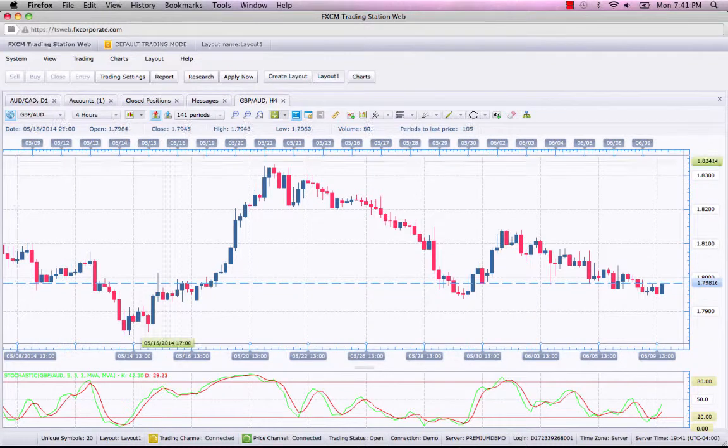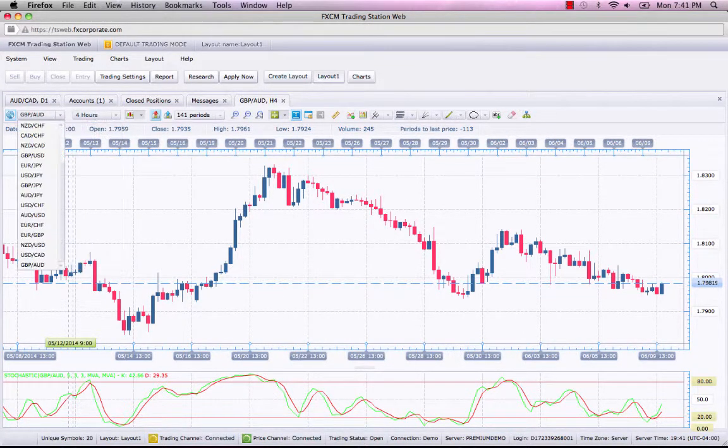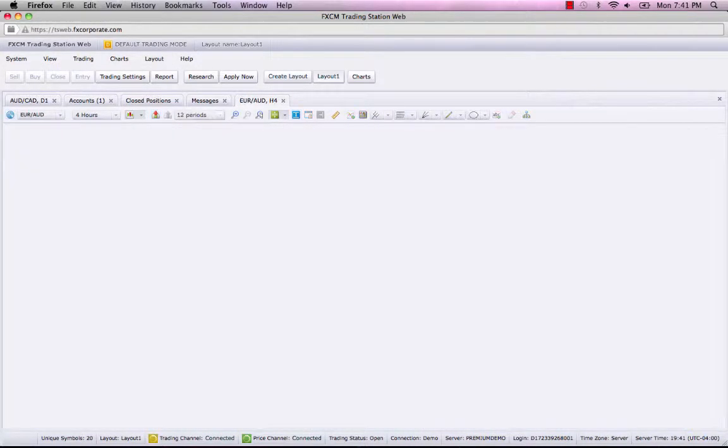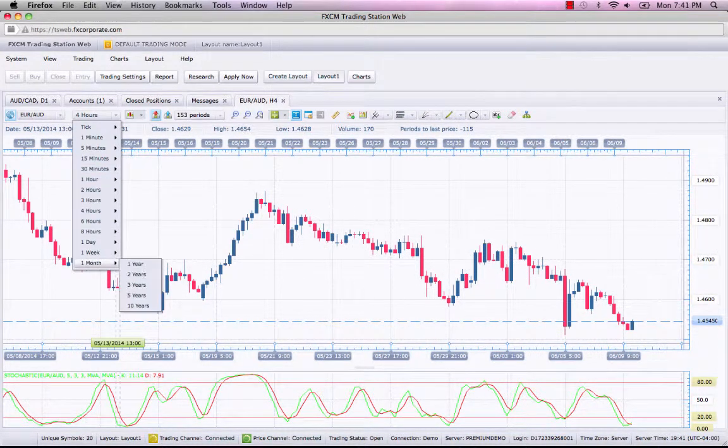Let's make this chart nice and big. We are looking for the 4-hour, the monthly, the weekly, and the daily chart. So let's just start at the top here in our symbols. It starts with the euro, Australian dollar, and here we go. Let's take a look at the monthly. Let's start at the monthly.